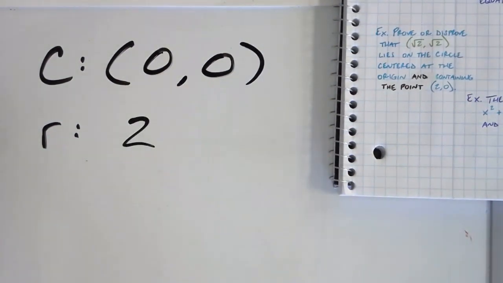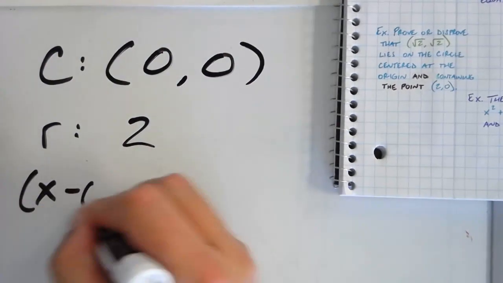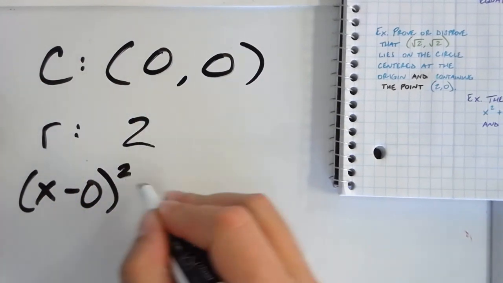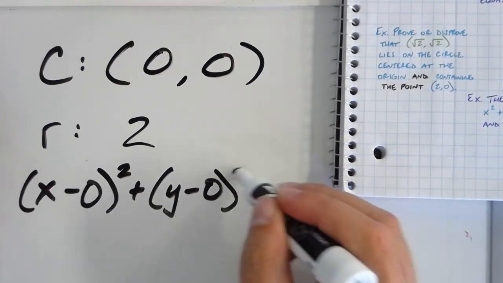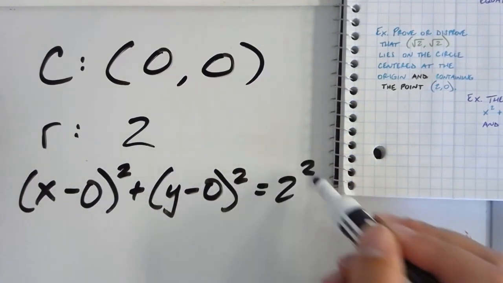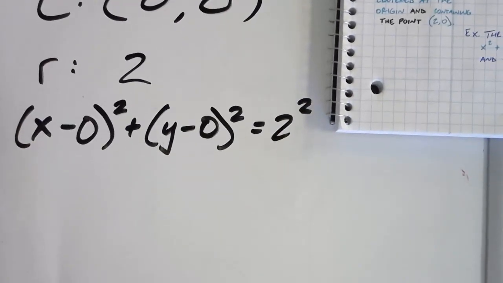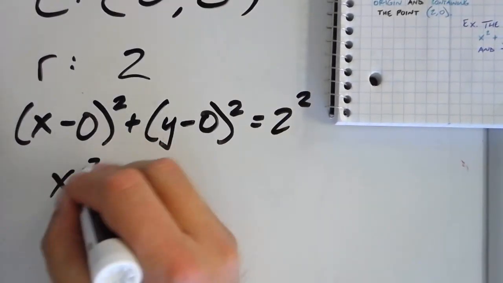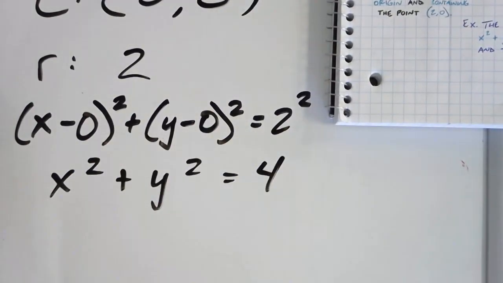And at this point, now I have everything I need to build the equation. Technically I would have x minus that 0 squared plus y minus that 0 squared equal to that 2 squared. That should look a little familiar to that first example that we did. And this will simplify to the following equation: x squared plus y squared equals that 2 squared, or 4. Great, there's the equation of that circle they described.